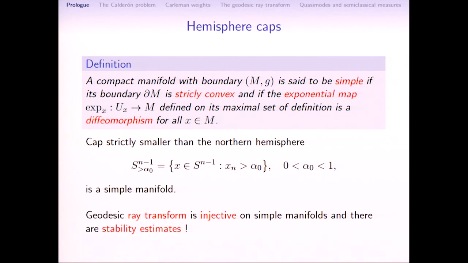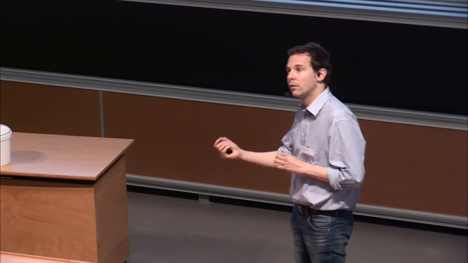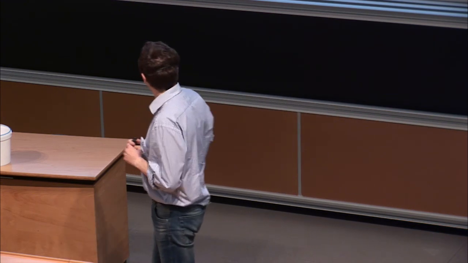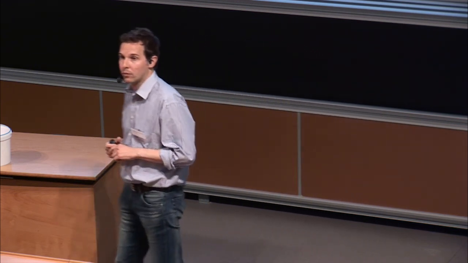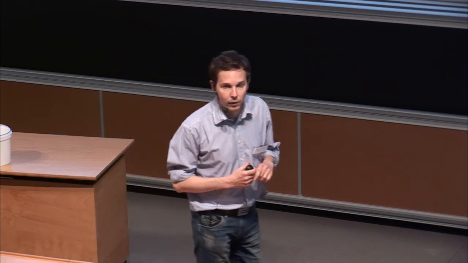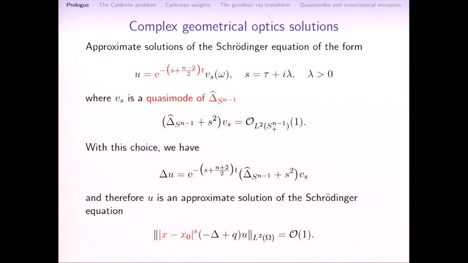The particularity of simple manifolds is that on those manifolds, a specific transform, the geodesic ray transform, which will appear later on, is well behaved. This is just like the usual X-ray transform where you integrate functions on lines. On a manifold, you just integrate functions on geodesics. And on simple manifolds, it is known that this geodesic ray transform is injective, and also that you have stability estimates. And this is very useful.